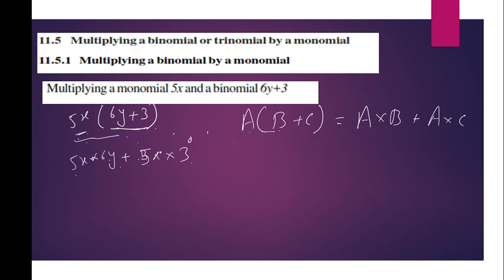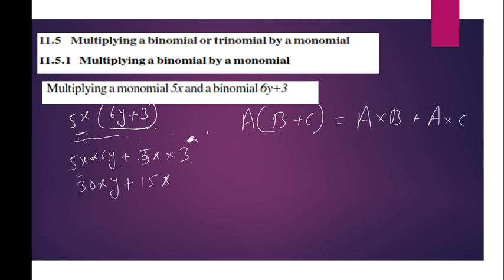This is nothing but multiplying 2 monomials, right? When you are multiplying 2 monomials, we have to multiply the signs. Both are positive, so positive sign. Multiply the coefficients, 5 6s are 30. X into y is xy. Plus, multiply signs, plus into plus is plus, 5 3s are 15. We don't have a variable, so we write x as it is.